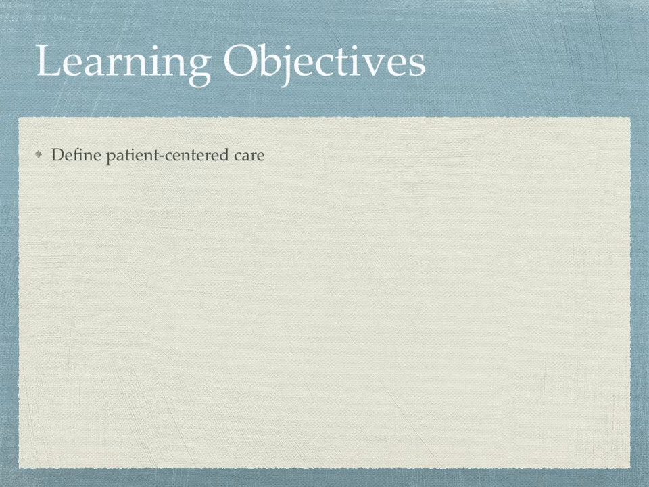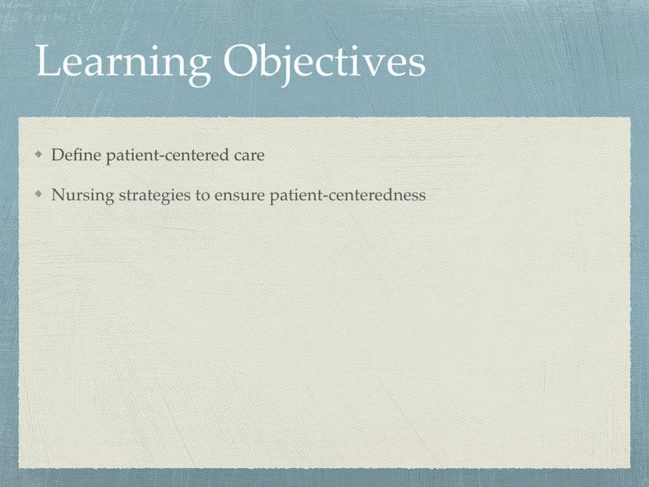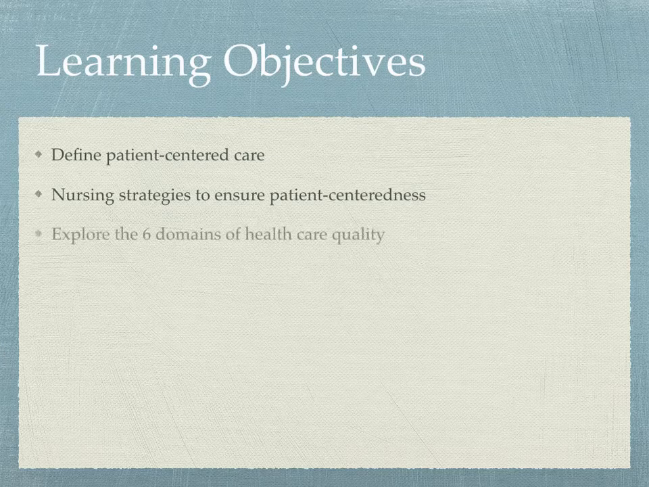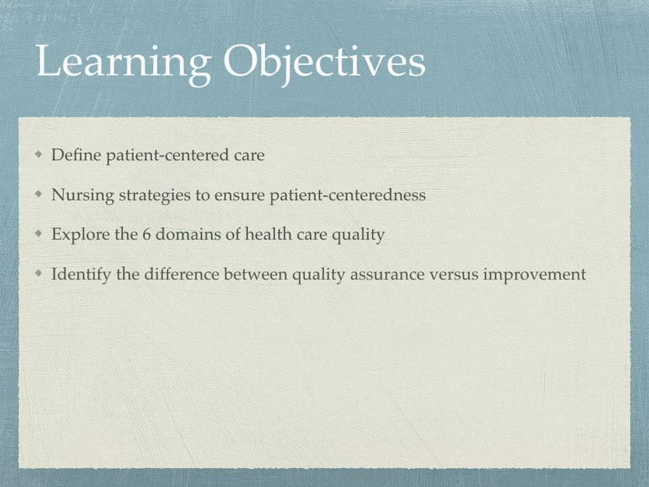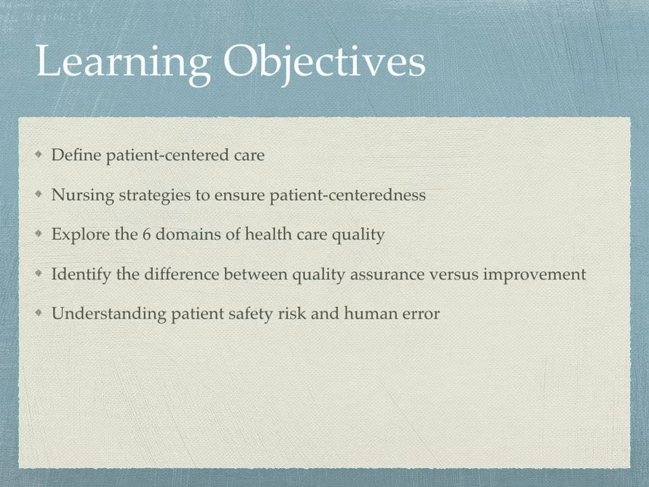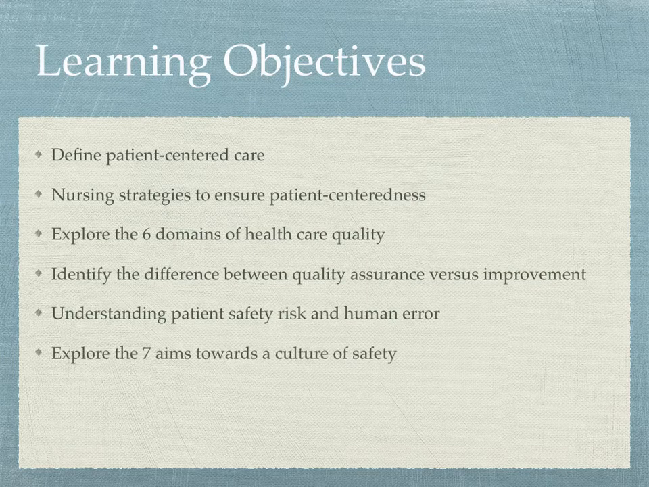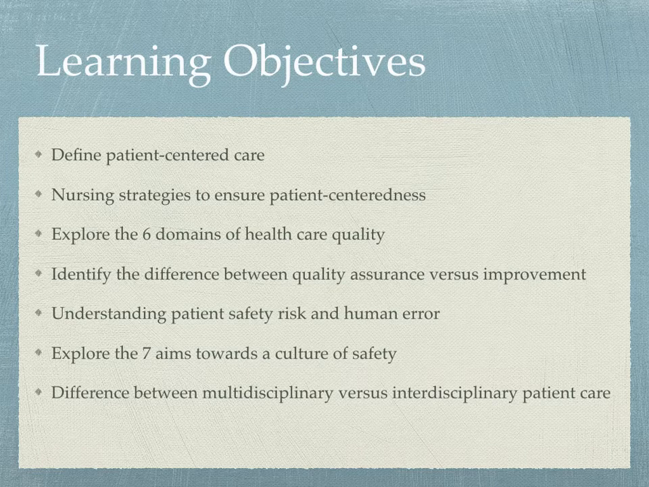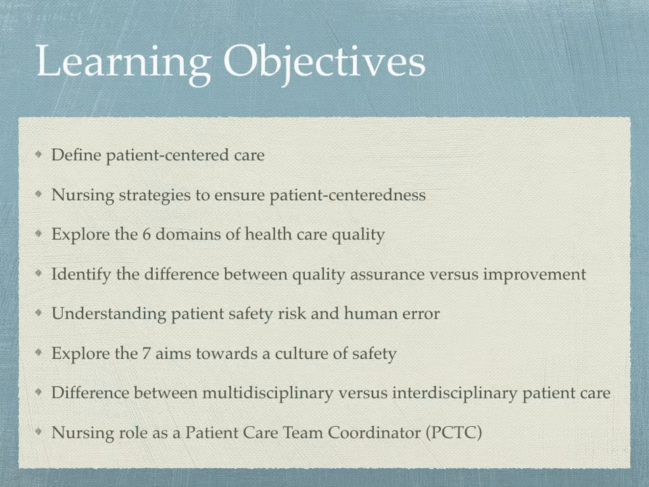Here are the learning objectives that we will cover within this presentation. I will cover the principles and definition of patient-centered care, nursing strategies to ensure patient-centeredness, explore the 6 domains of healthcare quality, identify differences between quality assurance versus quality improvement, understanding risk and error, exploring the 7 aims towards a culture of safety, difference between multidisciplinary versus interdisciplinary care, and finally, review the nursing roles as a patient care team coordinator.